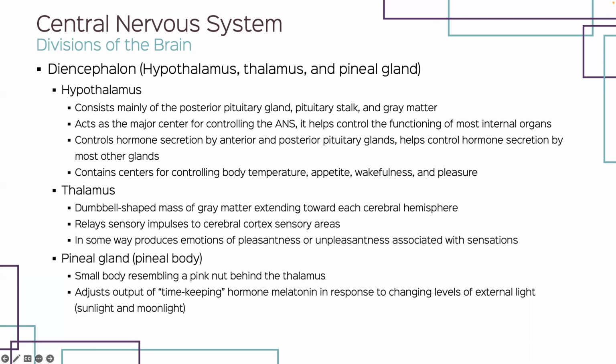Posterior to the thalamus is a tiny protrusion from the back of the diencephalon called the pineal gland. It resembles a small pine nut or a kernel of corn. The pineal gland receives sensory information about the strength of light that is seen by the eyes and adjusts its output of the hormone melatonin.